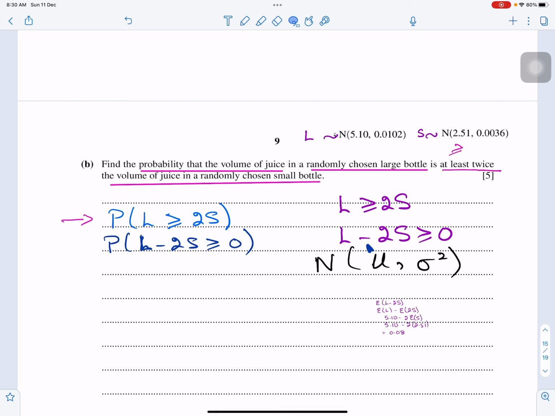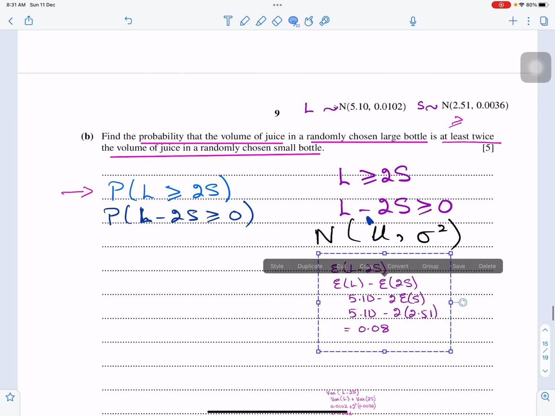So if you see here, L greater than or equal to 2S, then you can write it like this, and we will calculate its mean and variance, which I have done here a little bit for you in advance to save the time.